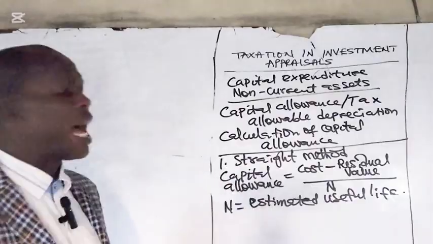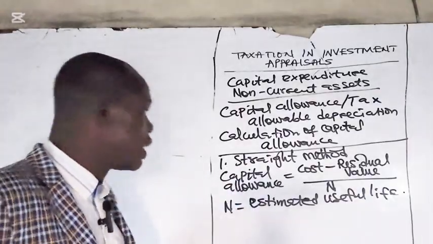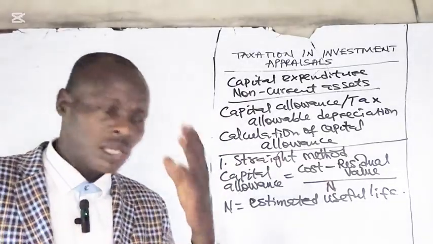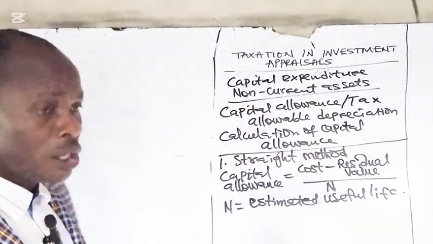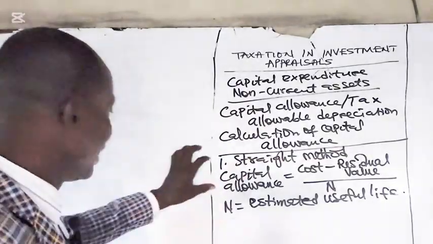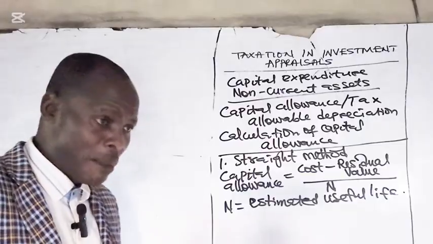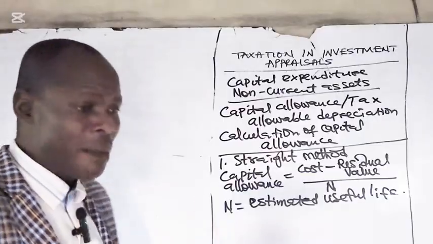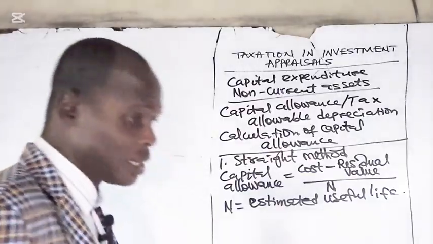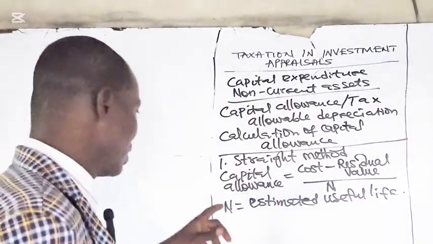So I have told you that capital allowance will result in a tax saving. In this lecture, we have examined three categories: capital allowance, balancing allowance, and balancing charge.